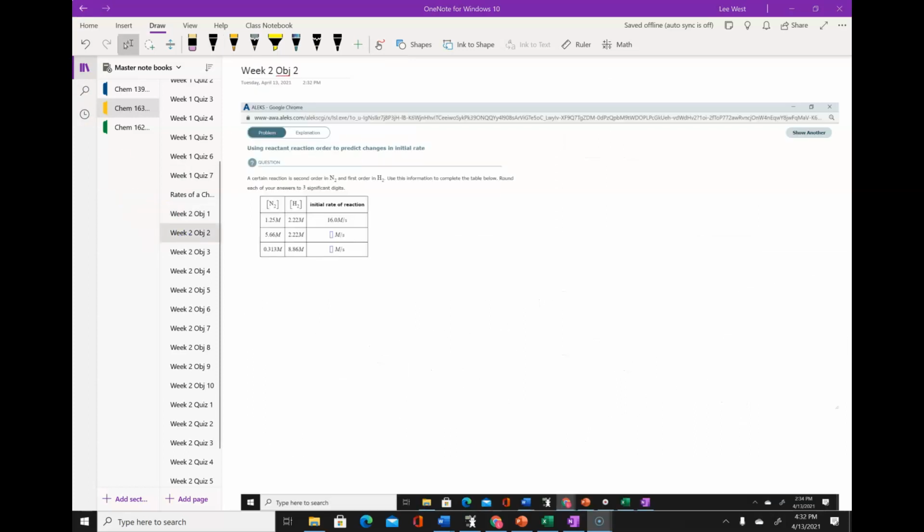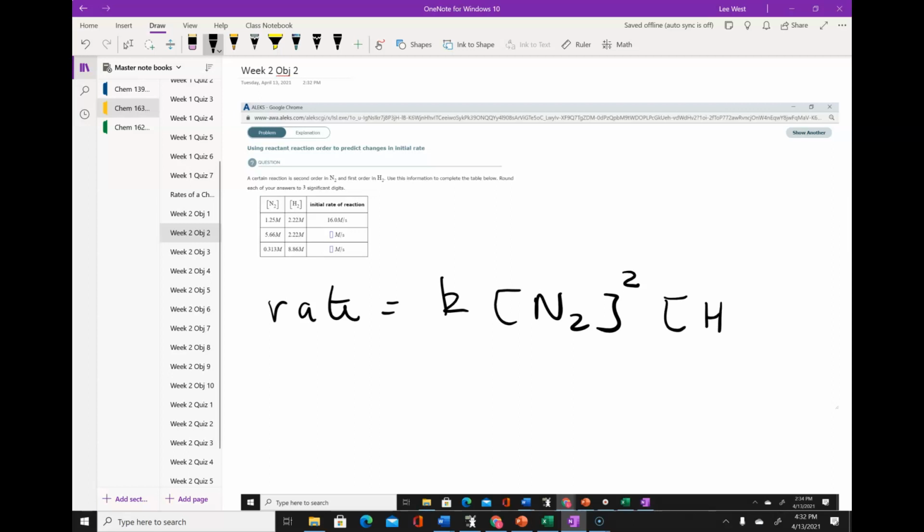So in this problem, what you're given is a written description of a rate law, and then you're given some data and you have to calculate a couple of rates. So let's read the description of the reaction. It says, a certain reaction is second order in N2 and first order in H2. So what that means is that the rate is equal to the rate constant multiplied by the concentration of N2 squared multiplied by the concentration of H2, and we don't have to write that it's to the power of 1.